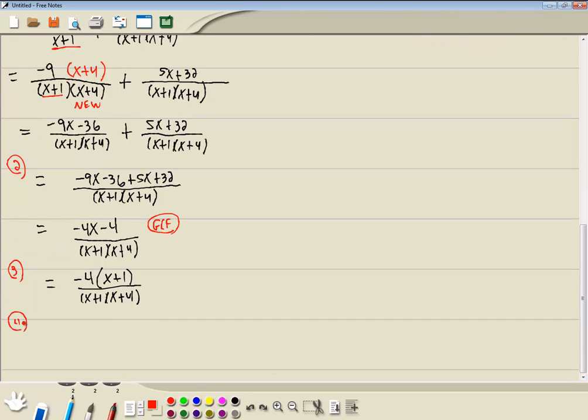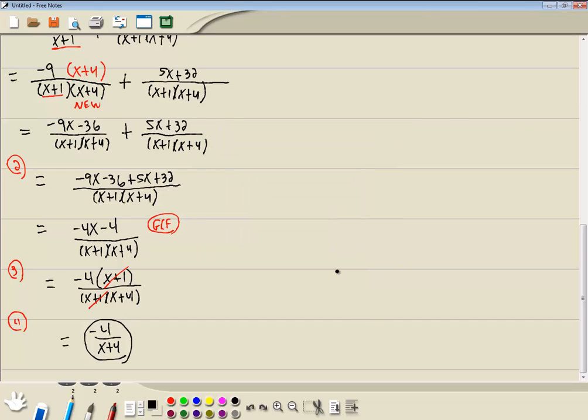Then our last step is to cancel. Here's an x plus 1, here's an x plus 1. So those are going to cancel. It's going to give us negative 4 over x plus 4. And that's our answer.